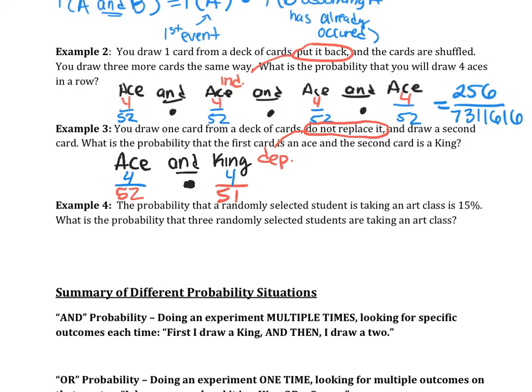Okay, then again you multiply straight across. So numerators, 4 times 4 is 16. And our denominator is 52 times 51 is 2,652. So again, it's 1 less because we didn't replace it, because we didn't put that first card back.